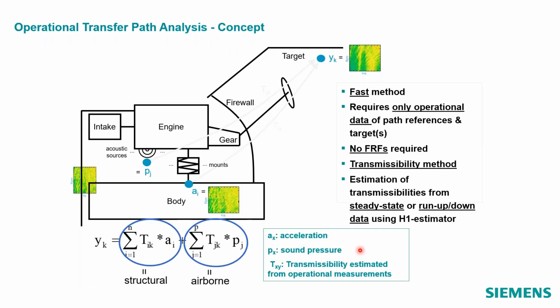So if I want to show the concept for operational transfer path analysis, the idea is it's a very fast method. It only requires operational data of path references and targets. We don't need any frequency response functions. We use the transmissibility method, and we estimate the transmissibilities either from steady state or run up, run down. So basically, we're going to calculate an FRF, and because that FRF is response over response, we're going to call it a transmissibility function. And you can do it either at steady speeds, or we can do the averaging as we run up or run down to get an average transmissibility function.